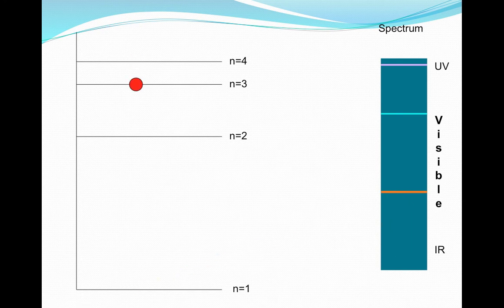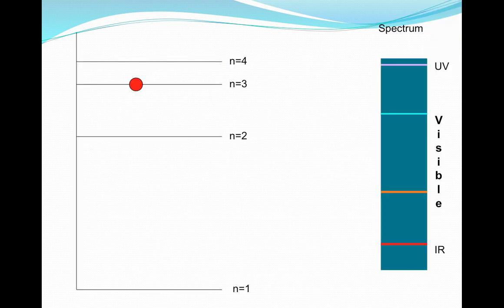If it got excited and went all the way up to N4 but then fell down only as far as N3, it's going to release less energy, which is going to give you a light which is a different colour. In this case, it's going to give you a light which is more red. Okay, if we think about the visible light, red is the lowest energy and purple is the highest energy.